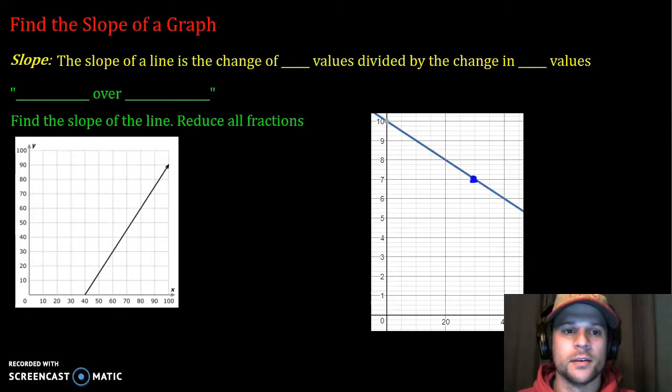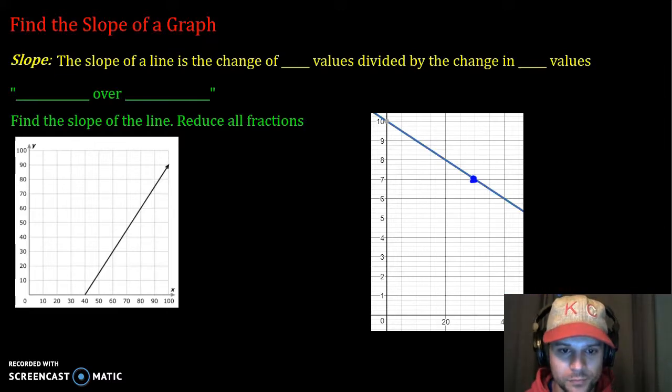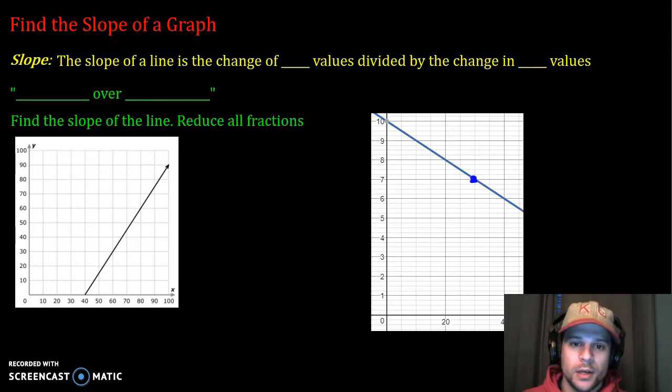All right, so let's look at how to find the slope of a graph. When given a linear equation that's graphed on a graph, it will always have a slope. And the slope is just the change of its y values divided by the change in its x values.